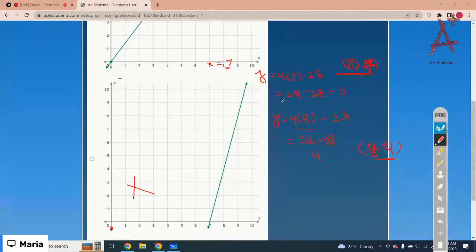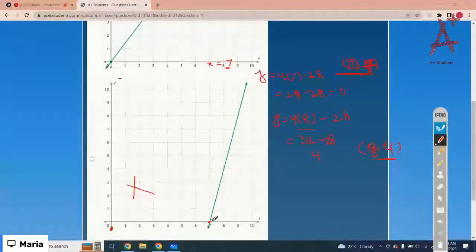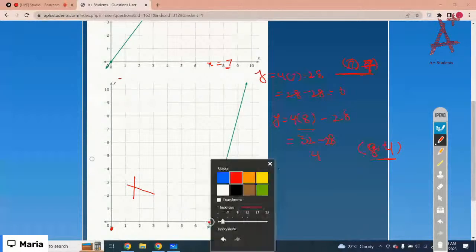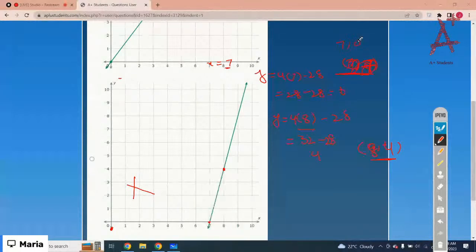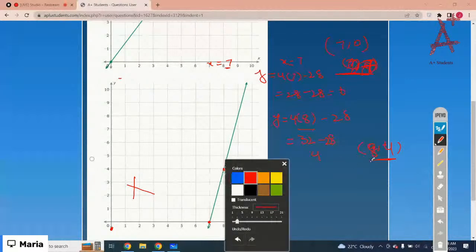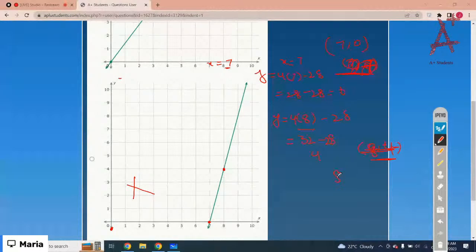So the points we have are 0, 7, where x is 0, and x is 8 and y is 4. Here we have 7, 0. X is 7 and y is 0 because I substituted x equals 7. So here is the point x is 7 and y is 0. And here is the other point, x equals 8 and y equals 4.